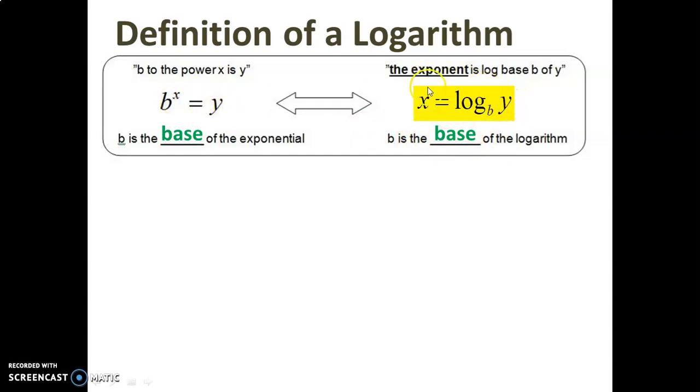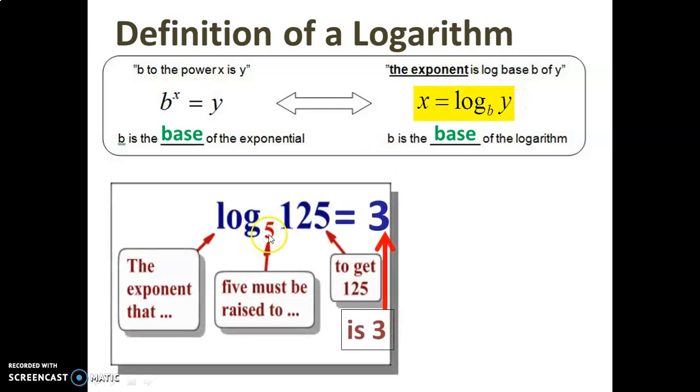Okay, and let's look at this in another way, because this helps some students remember how it works. When you look at a log statement, you can basically read it like this. The exponent that 5 must be raised to get 125 is 3. So in other words, cover up the 3 for a moment and say, okay, I have log base 5 of 125. Basically what this is saying is, 5 to what exponent will produce this number? And that's the answer for the log statement. An exponent of 3 will work.